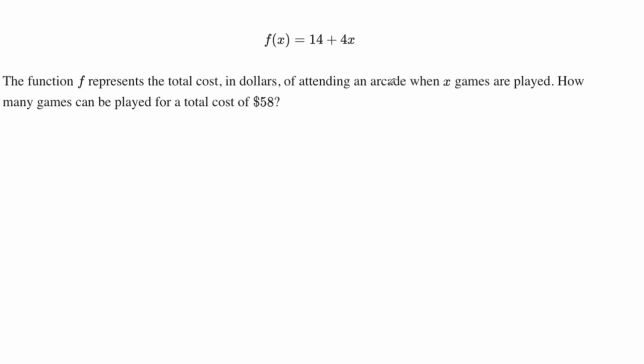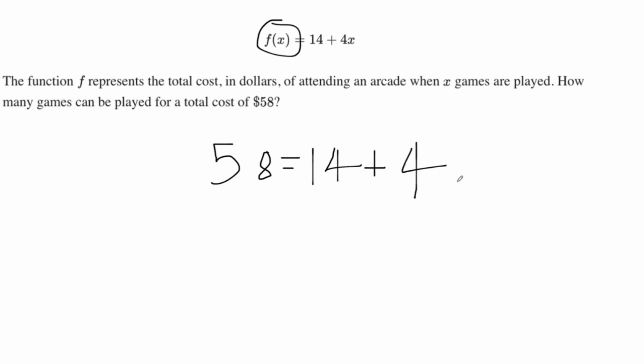The function F represents the total costs in dollars of attending an arcade where x games are played. How many games can be played for a total cost of $58? Our problem said that the function F represents the total cost. So this is going to be our total cost. We can set the equation up so that 58 equals 14 plus 4x. And we know that x is the total number of games that are played. And so we can solve for that equation.